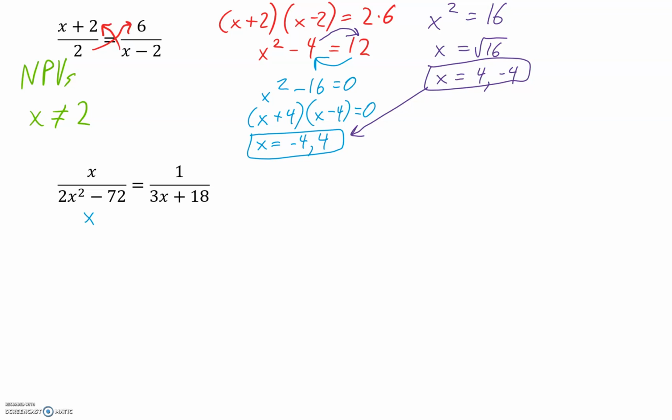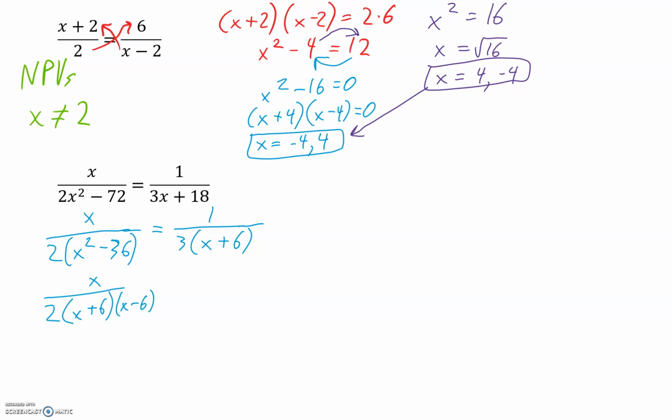So first step, factor and simplify as much as possible. Here we have 2x squared over, if we take out a 2, x squared minus 36. On the other side, we can take out a 3, so we get x squared, x plus 6. And we can go one further because we have a difference of squares in the denominator on the left. So we can go x plus 6, x minus 6. And on the right, we get 1 over 3 times x plus 6.